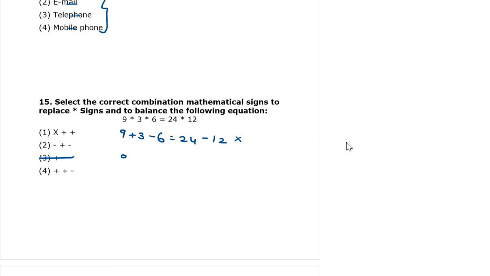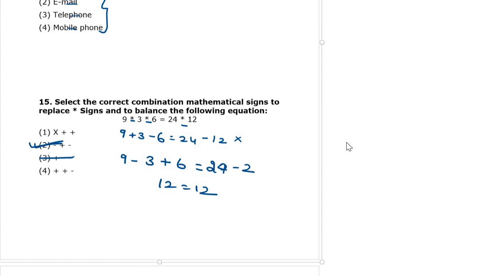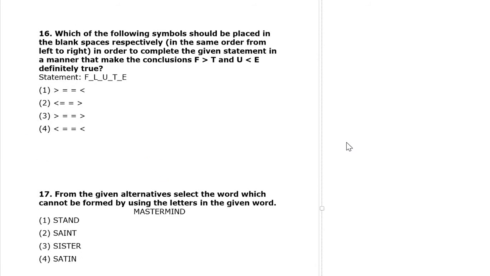Second one, randomly I am checking. 9 minus 3 plus 6 equal to 24 minus 12. All three stars are replaced by these three symbols. 6 plus 6, 12. That is equal to 12. So the second one is correct. Put a symbol and then check that the left hand side and right hand side should be equal. Come to the next question.